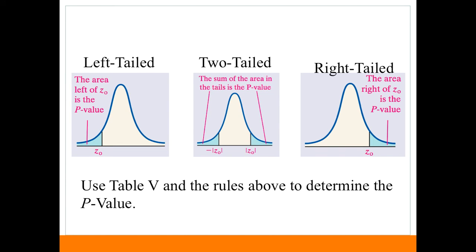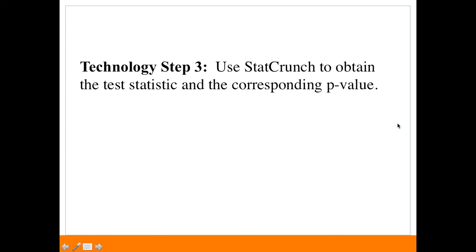So if you have a left-tailed test, the area is just going to be to the left of z-naught. If you have a two-tailed, sorry, that was for left-tailed, I think I might have misspoke. So left-tailed, you find the p-value by finding the area to the left of z-naught. Two-tailed, you take the sum of the area in both of the tails, so you're going to take 2 times your value to get your p-value. And right-tailed, you're finding the area to the right.